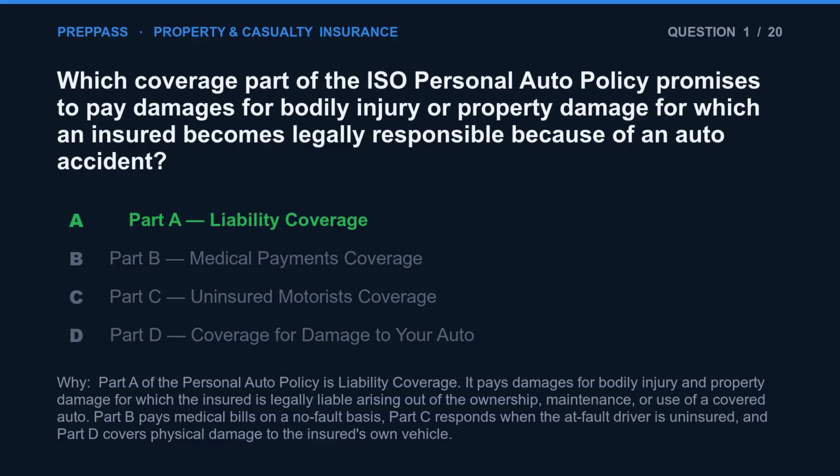The correct answer is A. Part A of the personal auto policy is liability coverage. It pays damages for bodily injury and property damage for which the insured is legally liable arising out of the ownership, maintenance, or use of a covered auto. Part B pays medical bills on a no-fault basis, Part C responds when the at-fault driver is uninsured, and Part D covers physical damage to the insured's own vehicle.